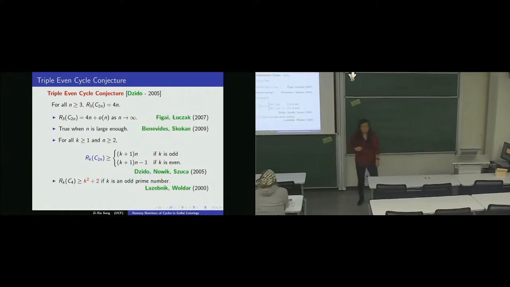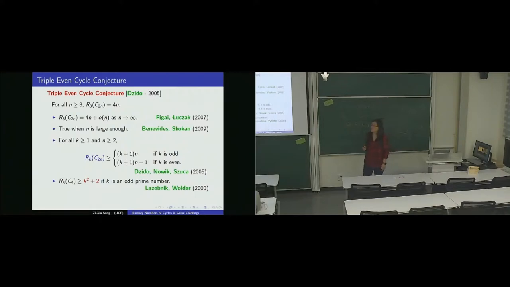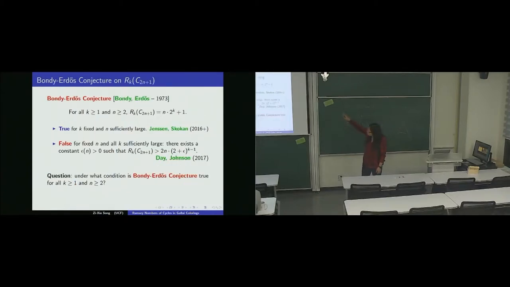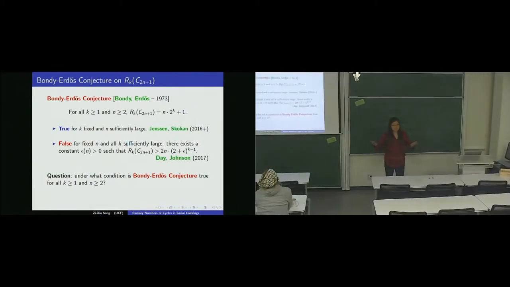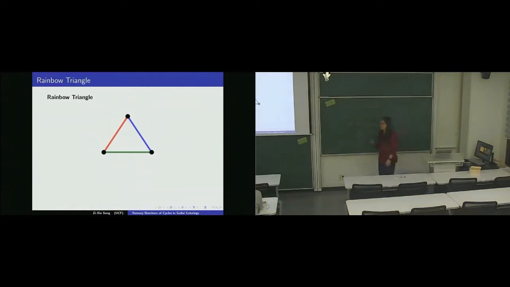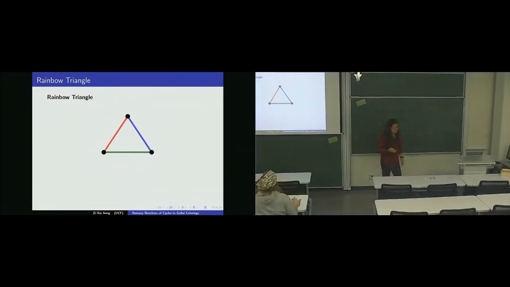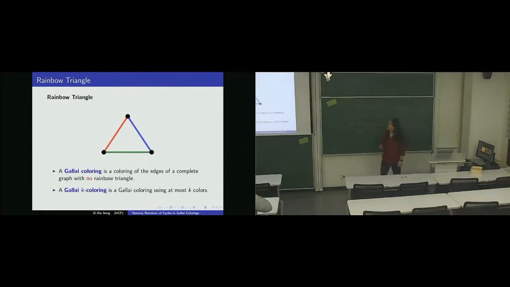Now, since calculating Ramsey numbers is hard, we want to find something doable. Very often we try to forbid something. So the thing we were wondering is: the Bondy-Erdős conjecture is so nice, would it be true under certain conditions? Under what condition would this conjecture still be true? The thing we want to forbid here is called the rainbow triangle. A rainbow triangle is a triangle where all edges are colored differently.